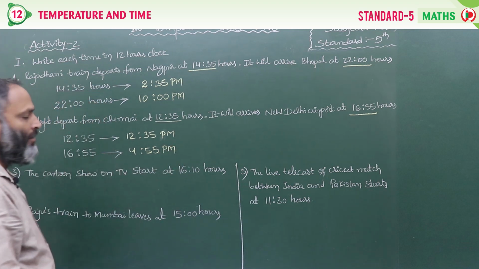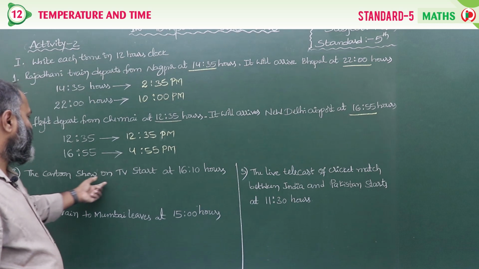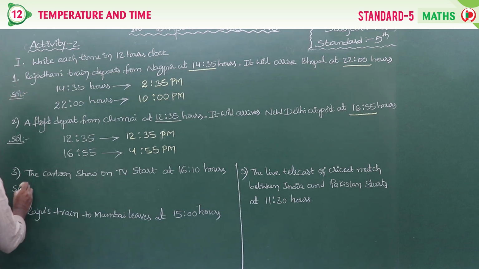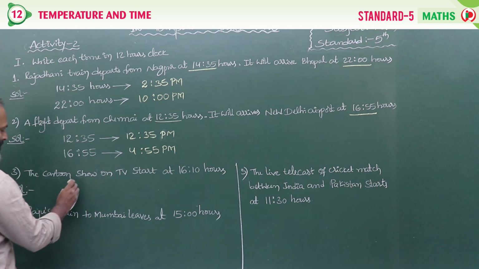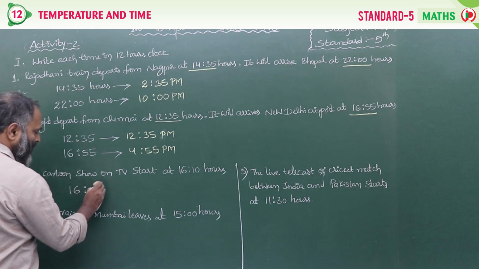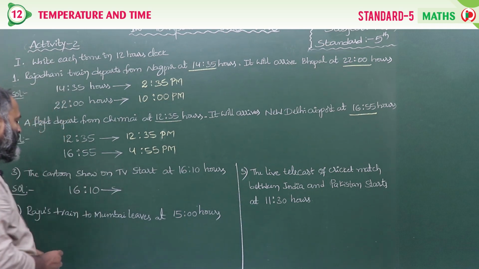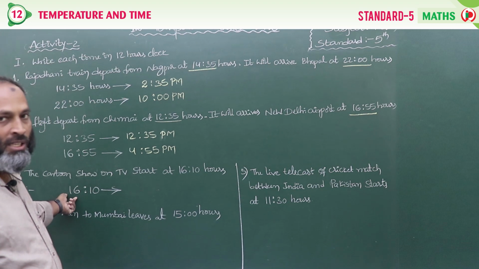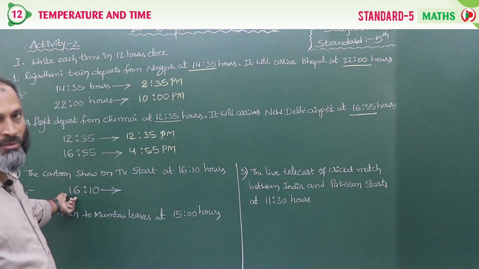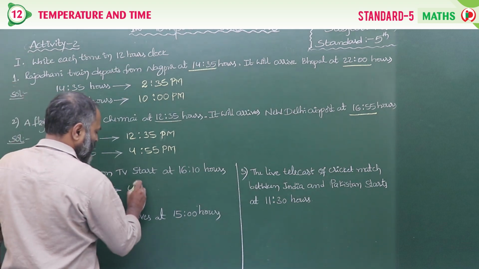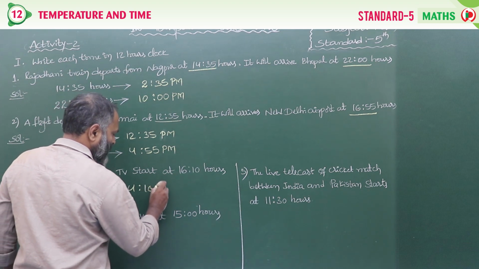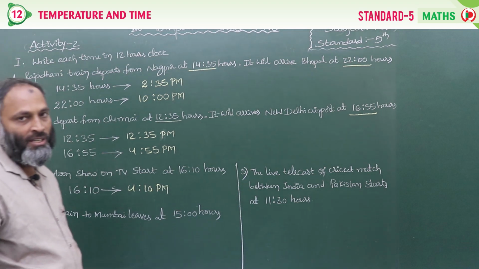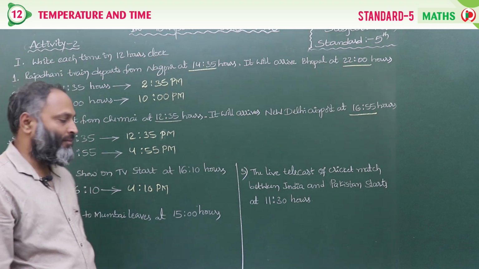The next question. The cartoon show on TV starts at 16:10. In 24 hours, 16:10 is more than 12, so again we subtract 12 from the hours. 16 minus 12 is 4. 4:10 PM, write PM here. More than 12, subtract 12 from the hours and write PM.